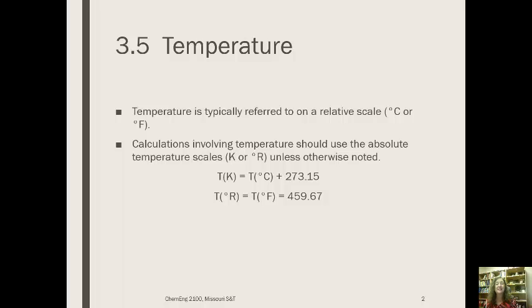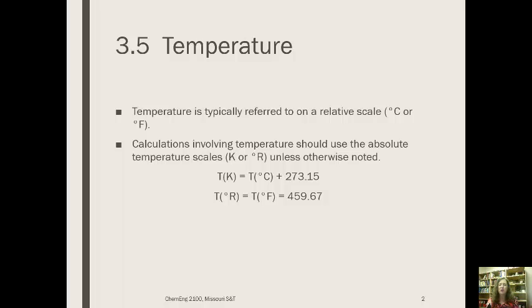Welcome to our last part of Chapter 3, Unit A. We're going to be talking about temperature this time. So typically we refer to temperature on a relative scale, degrees Celsius or degrees Fahrenheit. Unfortunately, this causes a lot of problems in doing thermodynamic calculations. So we usually use an absolute temperature scale.